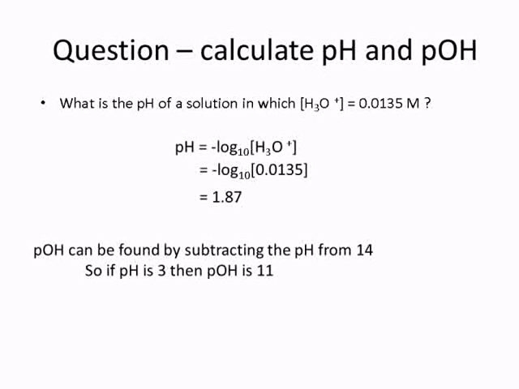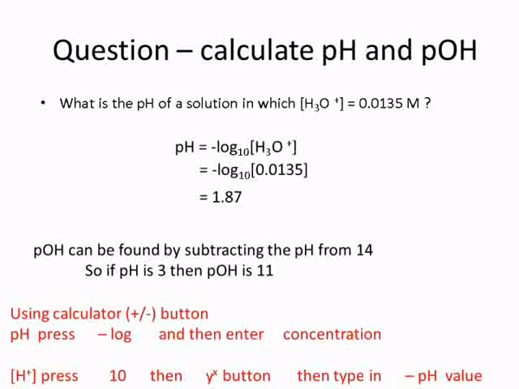All we need to do for that is subtract it from 14. 14 minus the 1.87 gives us a pOH of 11. That means that the hydroxide ion concentration is 10 to the minus 11, which makes sense in the context of this question. Something you might need to think about is actually using your calculators to do this.